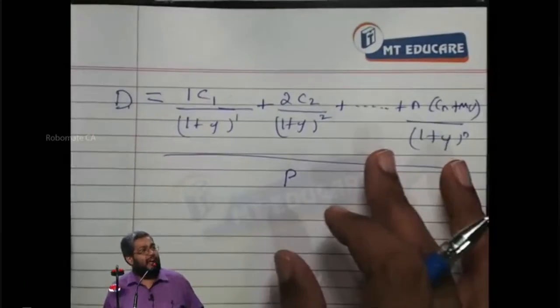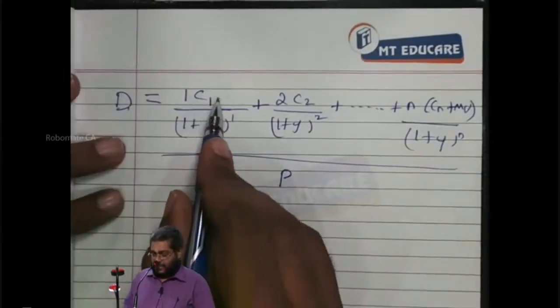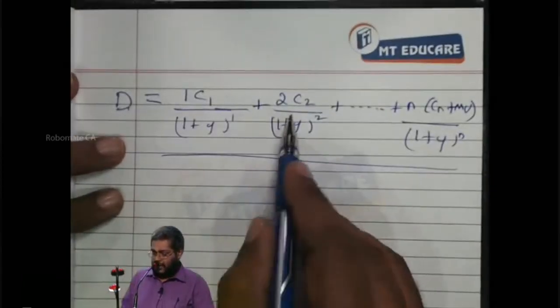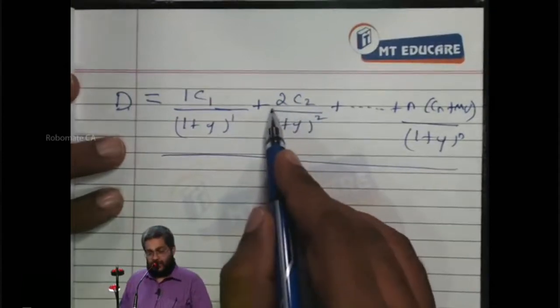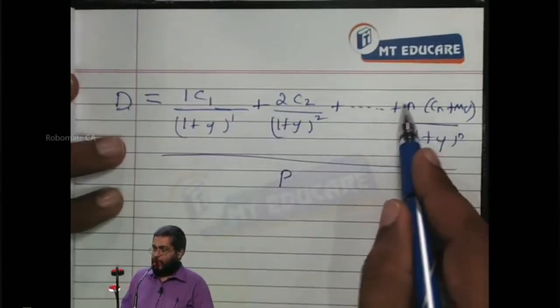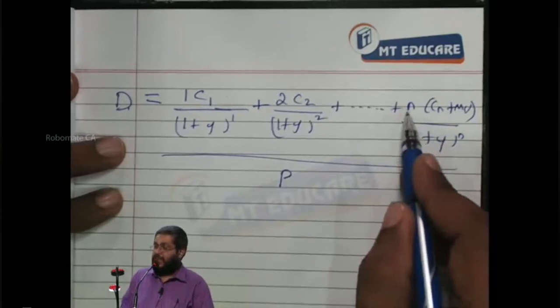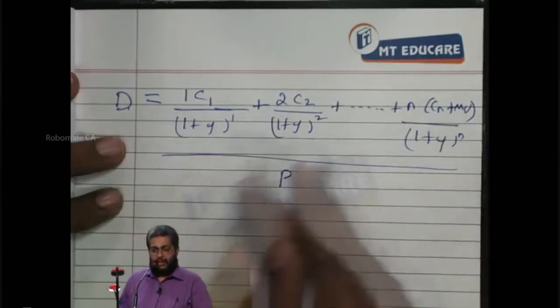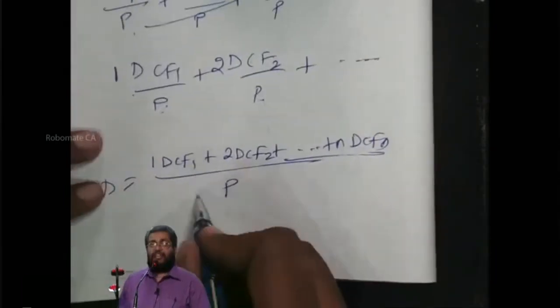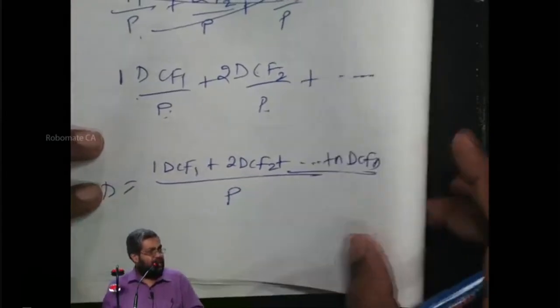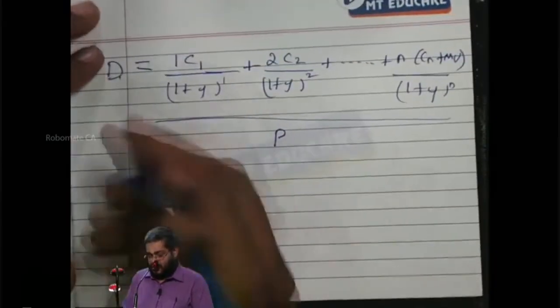Point number one. Accept or not? Yes, sir. This is discounted cash flow 1 into 1 plus discounted cash flow 2 into 2. Like that, discounted cash flow for nth year into n. The numerator divided by price gives you the duration. I've written this already. Everybody accept or not? So this is called duration.